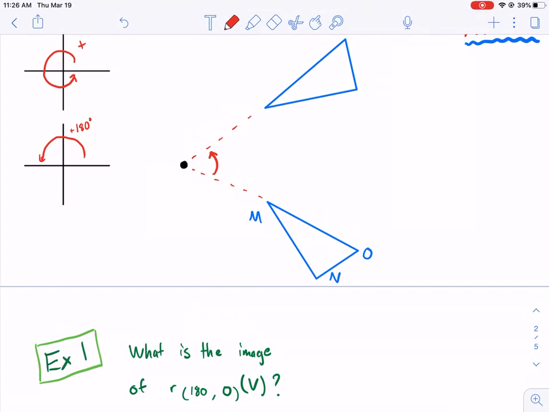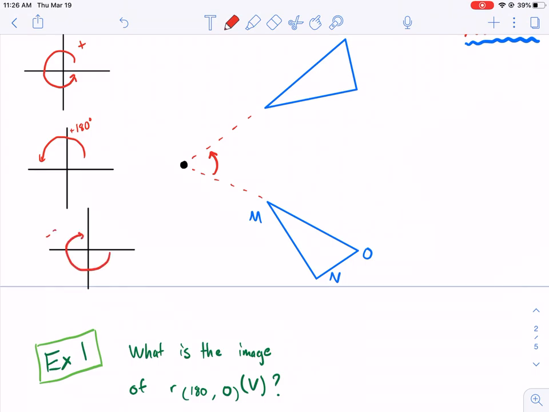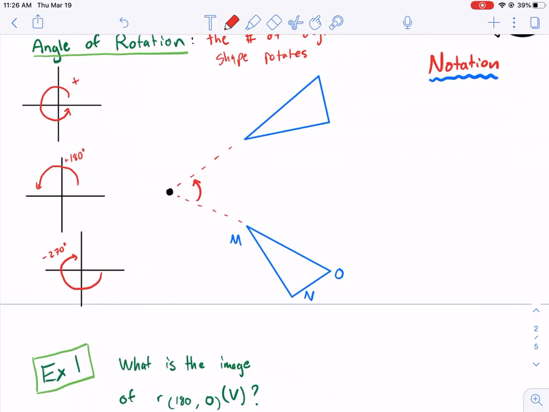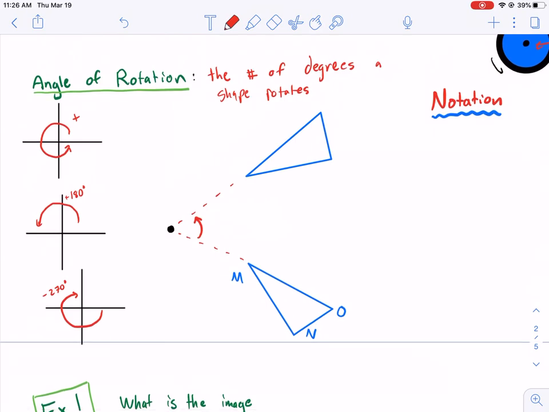Another thing I want to show: what about negative rotations? There's no such thing as a negative rotation; a negative rotation is simply going the other way. Instead of going this way for positive, we're going the opposite way for negative. So a negative 270 degree rotation would be that way. And it's up to 360. Obviously you can spin multiple times, but we're not generally going to do that in this particular course.